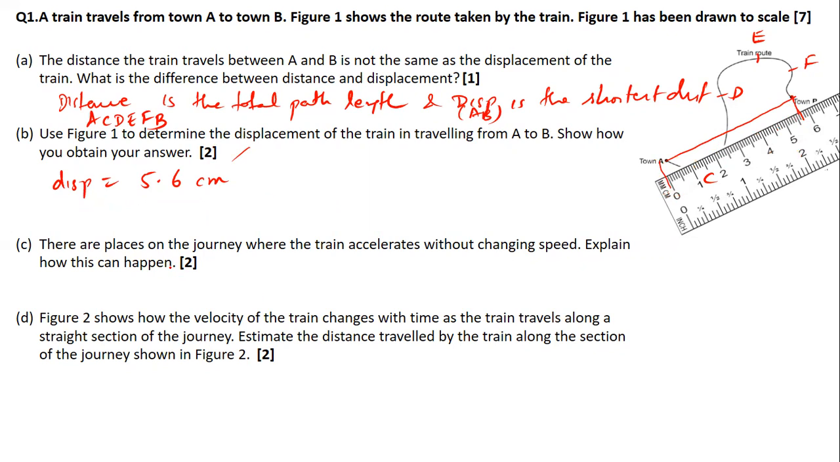There are places on the journey where the train accelerates without changing speed. Explain how this can happen. Where are the places where the train accelerates without changing speed? Explain how this can happen. Are there any places where the train accelerates without changing speed?